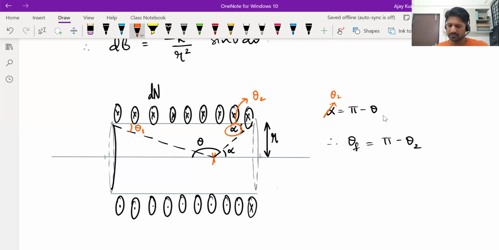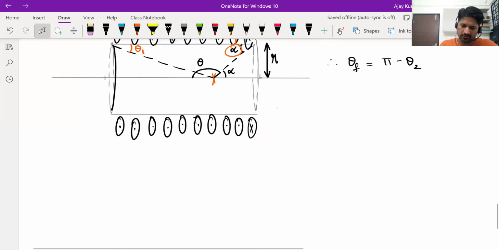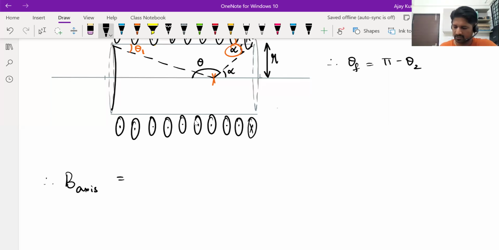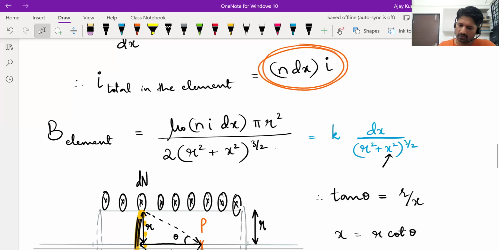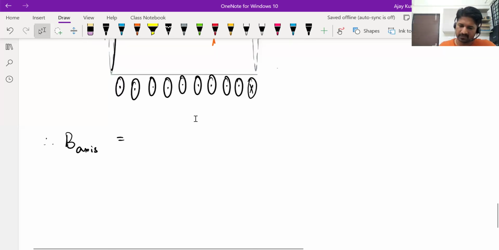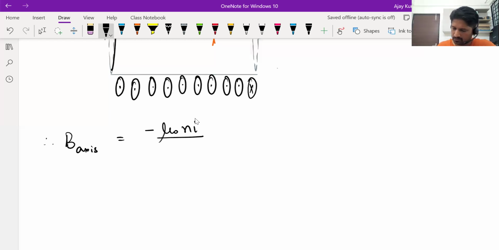Fine. So these are the limits for us now: theta 1 to pi minus theta 2. So we'll now do the integration. Therefore, the total magnetic field on the axis of the solenoid becomes minus k by r square. Let us substitute that constant also now. What was k? Mu naught n I by 2. So minus mu naught n I by 2 r square. You'll have to integrate sine theta d theta from theta 1 to pi minus theta 2.